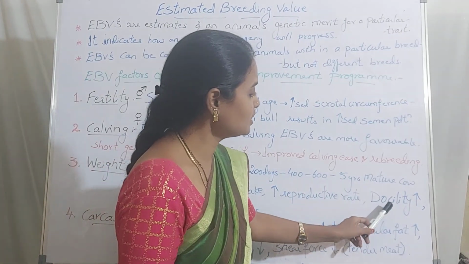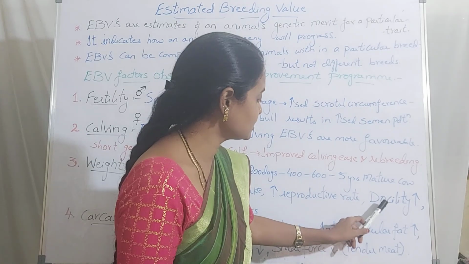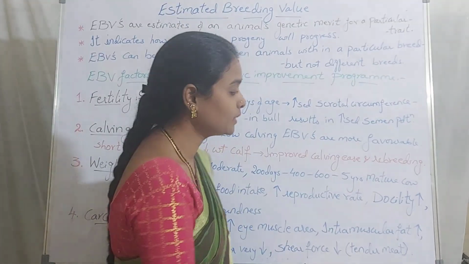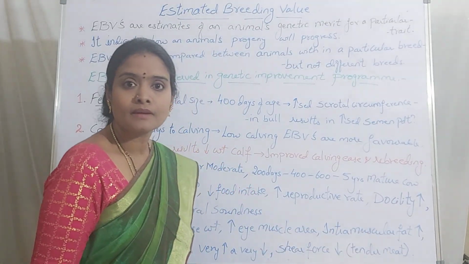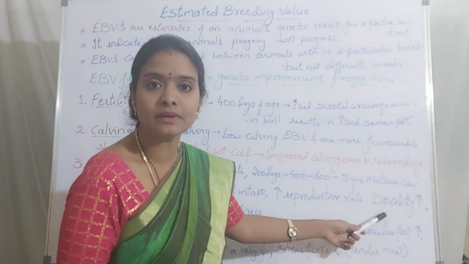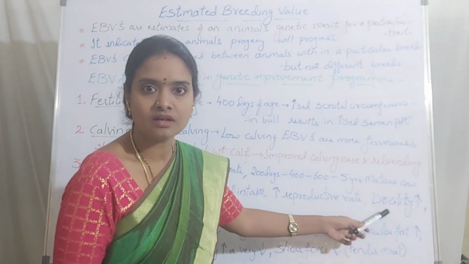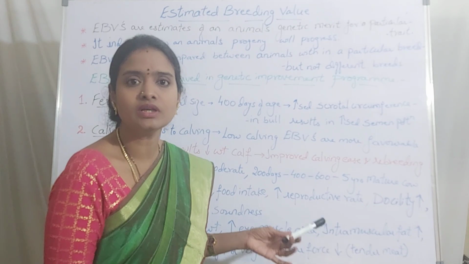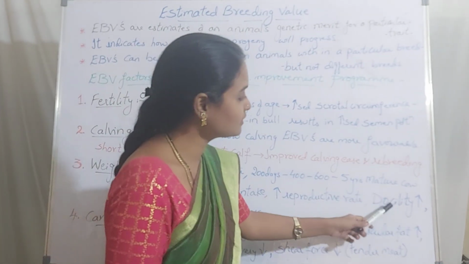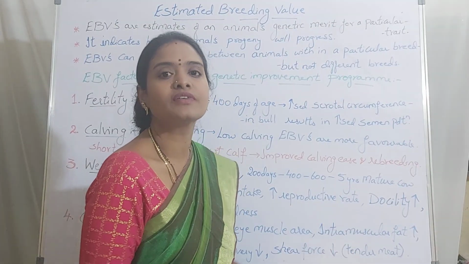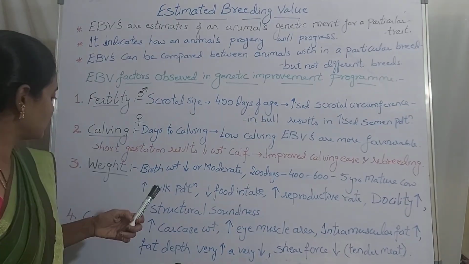Then it is the docility. The docility must be high. What do I mean by docility? It is the behavior of the animal when handled by humans. It must be very soft to humans. So increased docility is favorable for livestock.